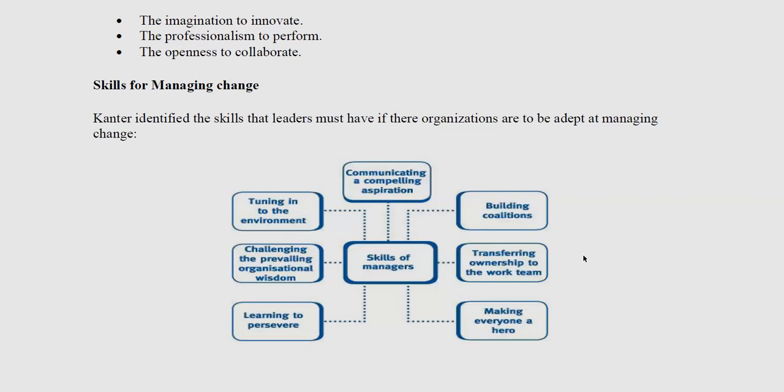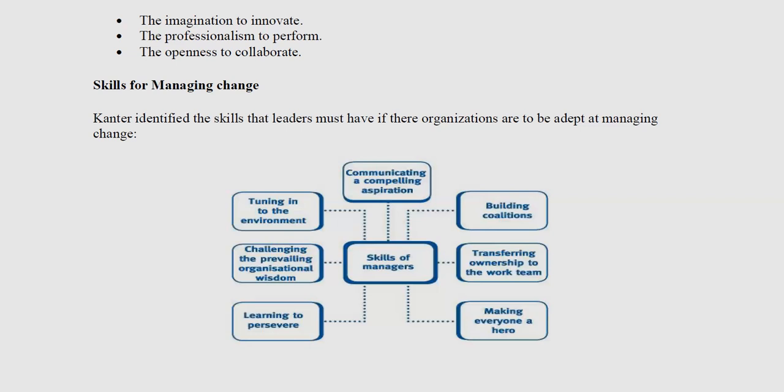So communicate the change, or the compelling aspiration, right? You tune into the environment, look at what is changing. Once you decide on the change, you communicate your compelling aspiration, you challenge the prevailing wisdom, you learn to persevere even if there are failures, you build alliances and coalitions with people, and then you reward people. You also make them participate in the decision-making process by transferring ownership of the work to the work team, and make everyone a hero. Please don't forget this model.